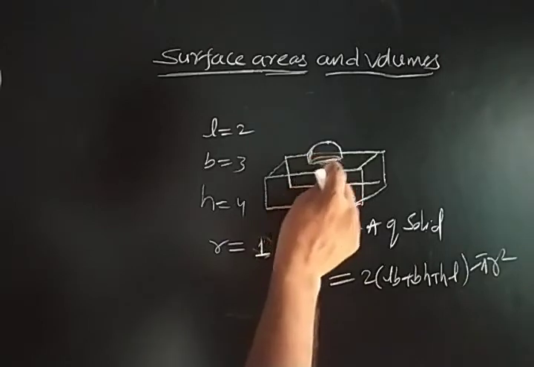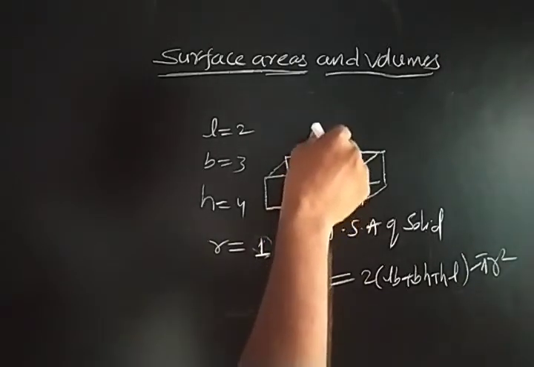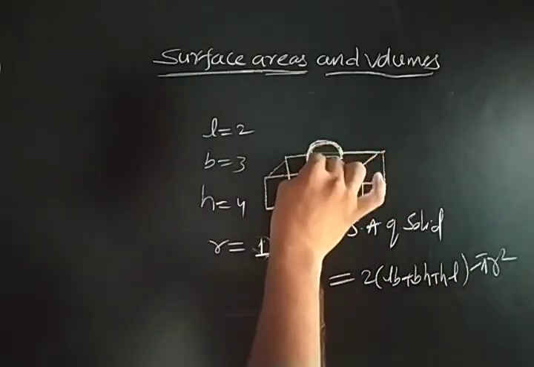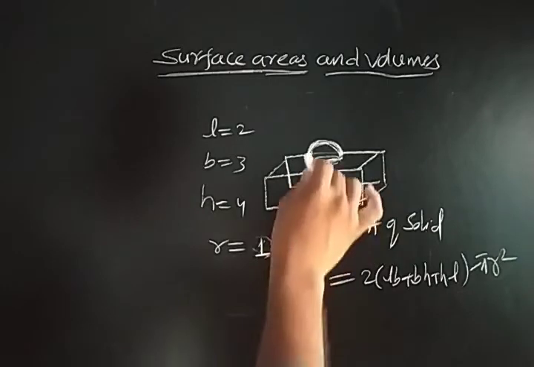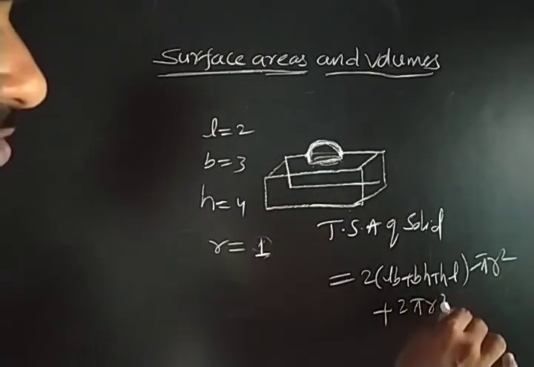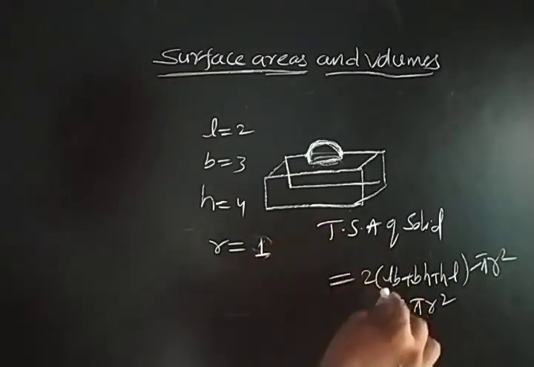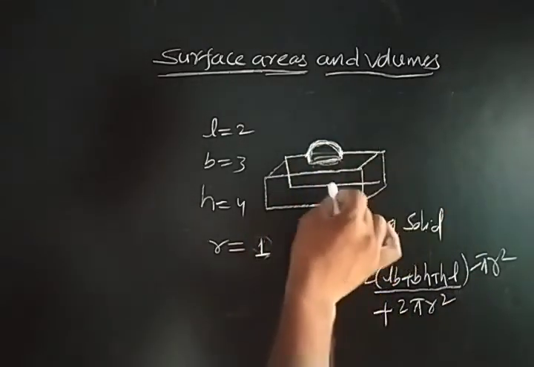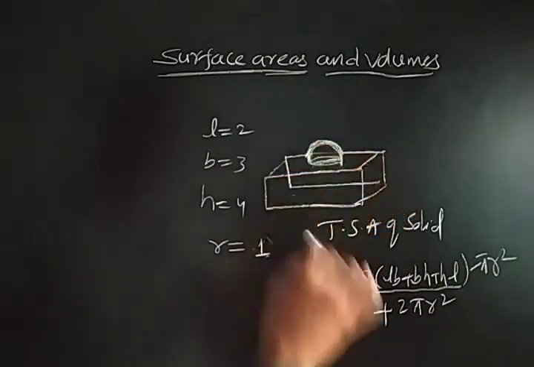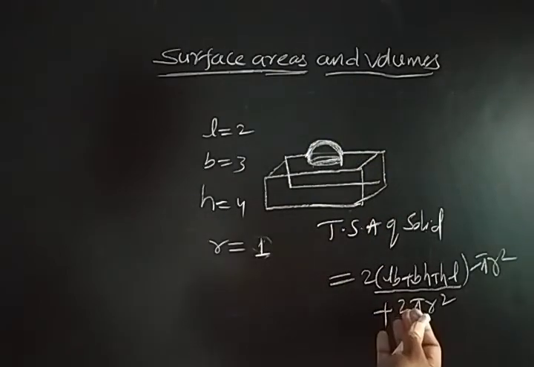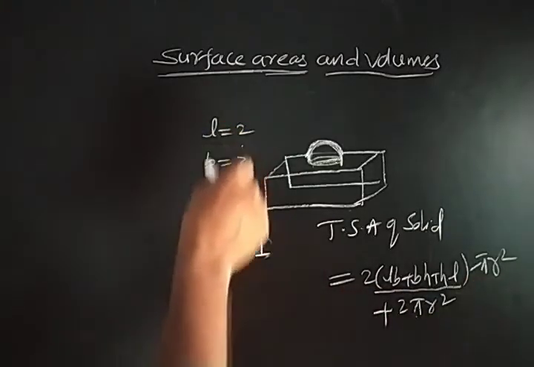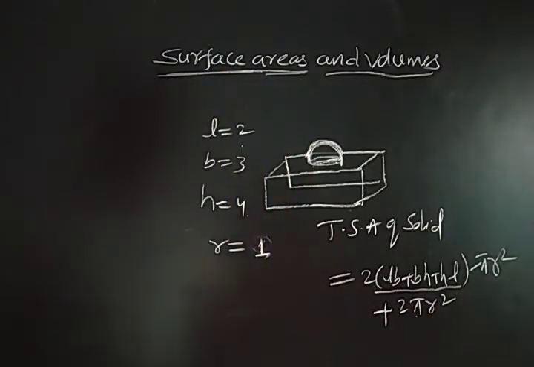This total area is not appearing. Why? Because we are keeping the hemisphere on the cuboid. But this upper part is appearing. This upper part is known as the curved surface area of the hemisphere. What is the curved surface area of the hemisphere? 2 pi r square. So from the total surface area of the cuboid I am removing this bottom area, minus pi r square, and adding this upper part area, 2 pi r square. So this will give the total surface area of the solid by substituting these dimensions in the formula. These dimensions are available in the question.